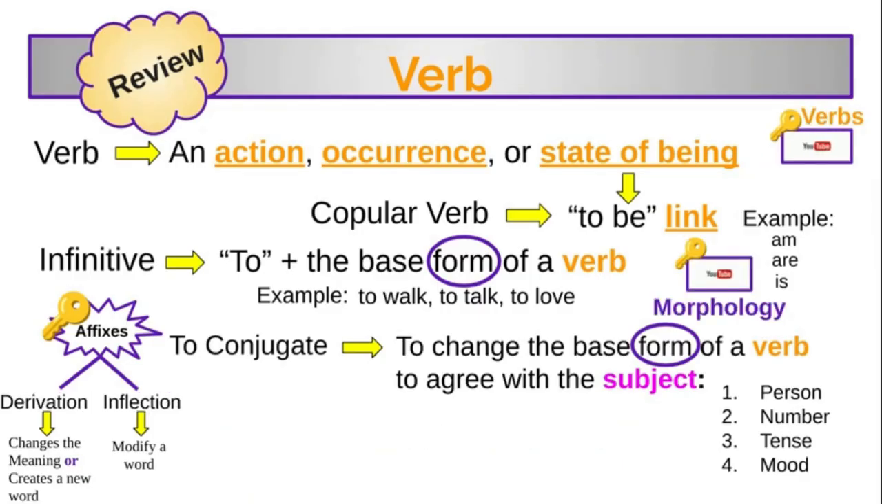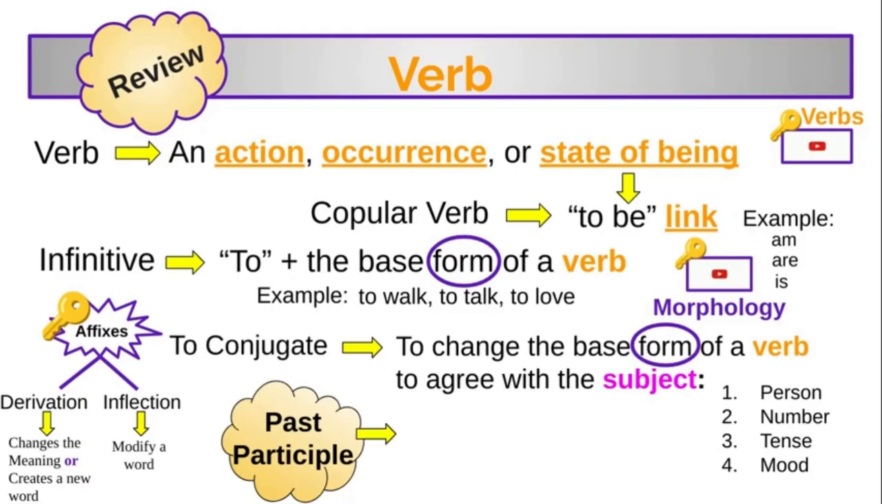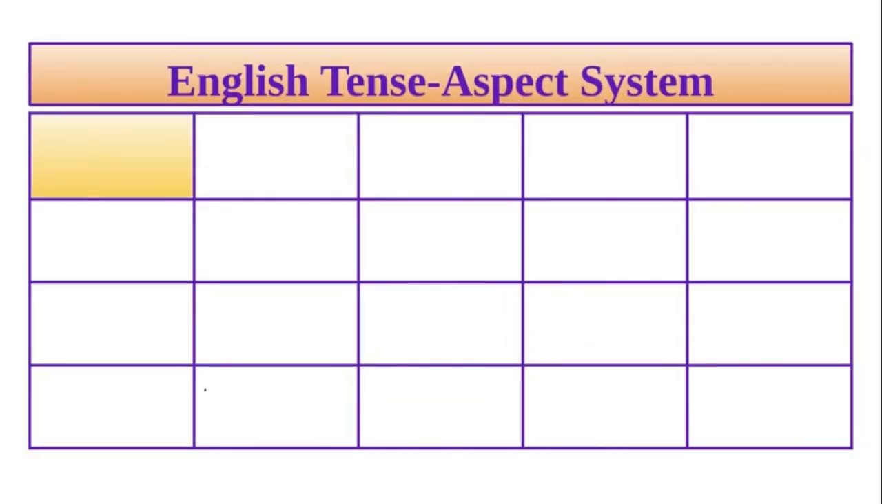Similar to the present participle, we have past participle. A past participle is the base form of a regular verb plus an ed suffix. Example, the base form of the infinitive to walk, walk, plus an ed suffix, walked. Okay, we have modified the base form of the verb into the past participle, walked. All right, that's our review. Let's get into the English tense aspect system.